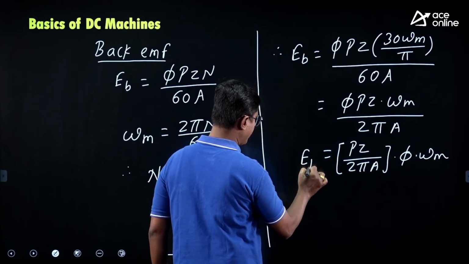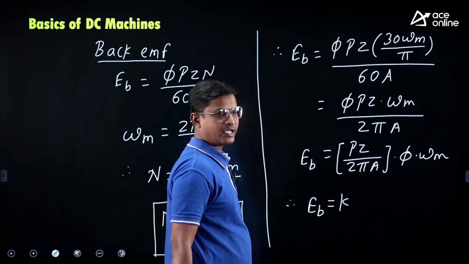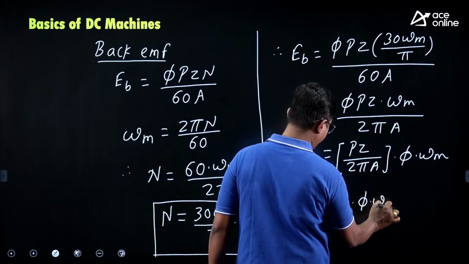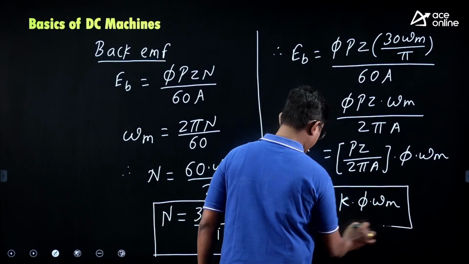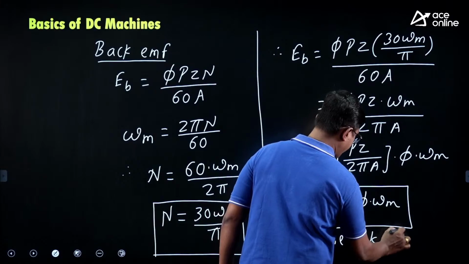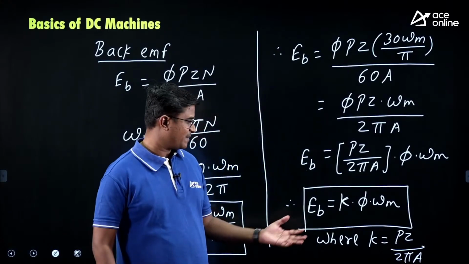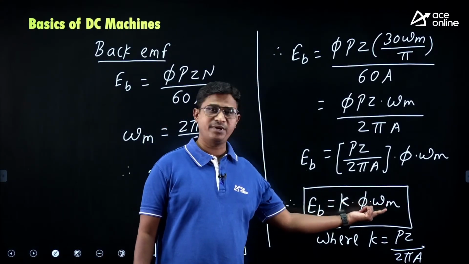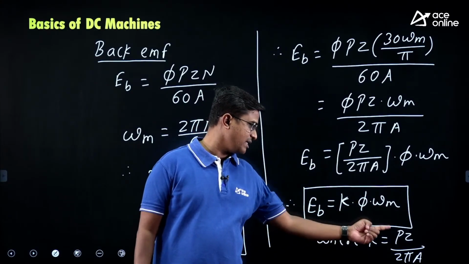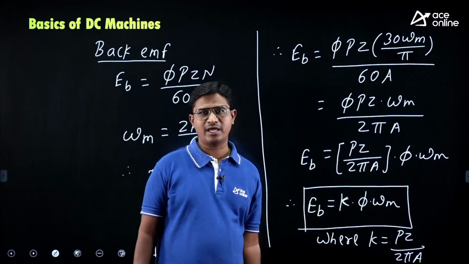So I am writing this as EB equal to some constant k into phi into omega m, where k equals P Z upon 2 pi A. Yeah, this is a simple expression. Now we know back EMF is proportional to flux into speed. So here k is a proportionality constant, which is equal to P Z upon 2 pi A. So EB is k phi into omega m.